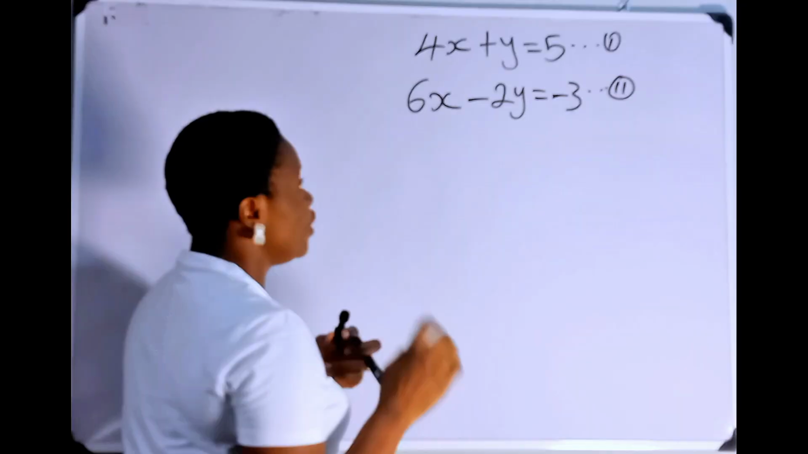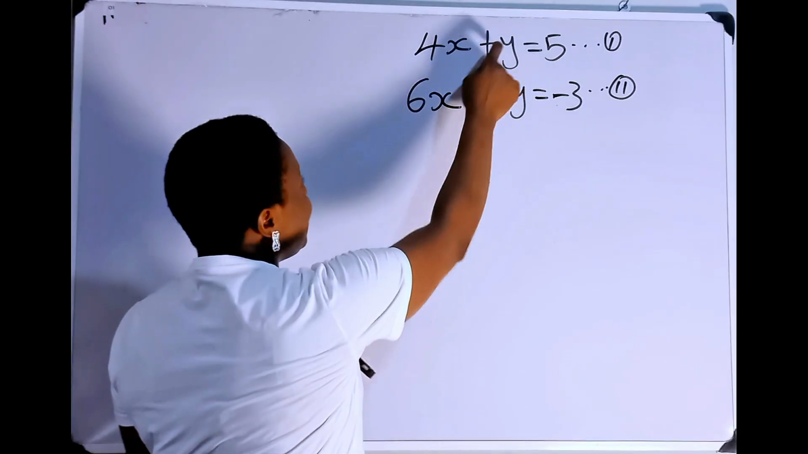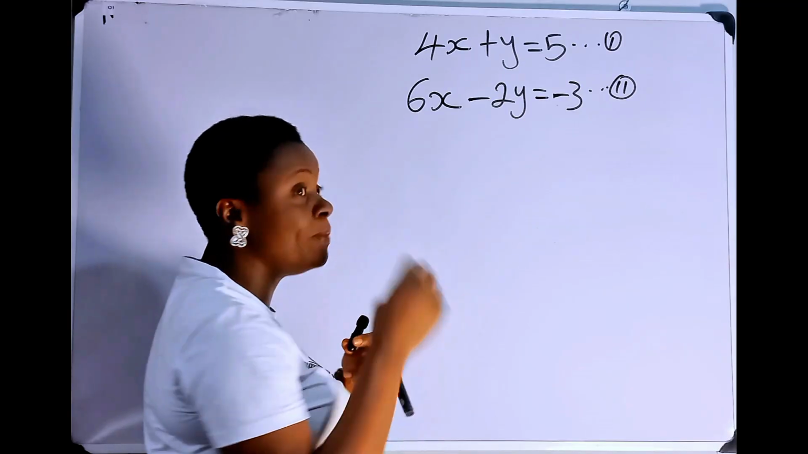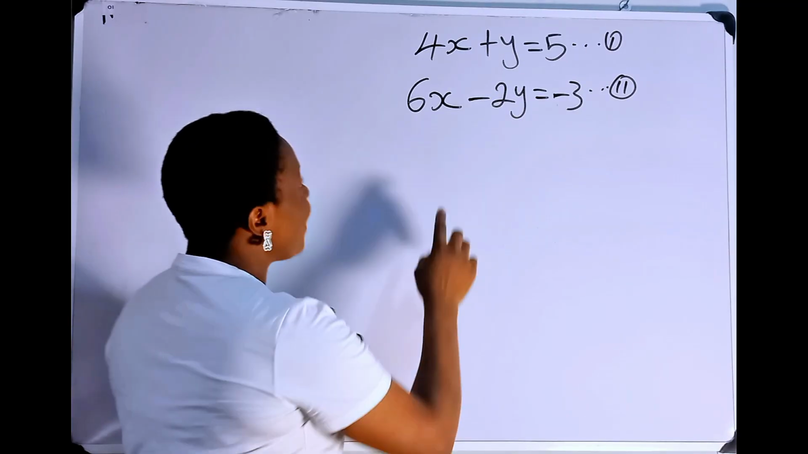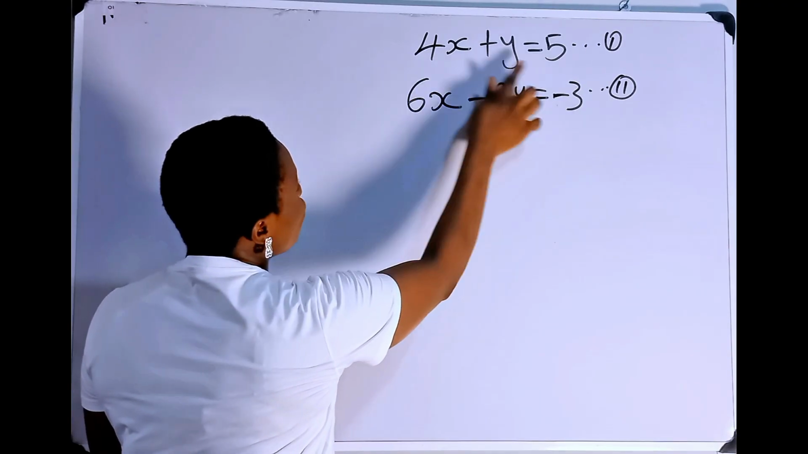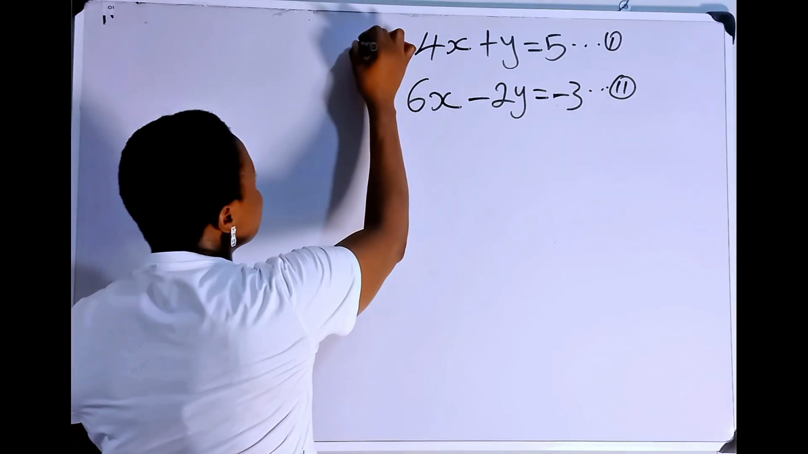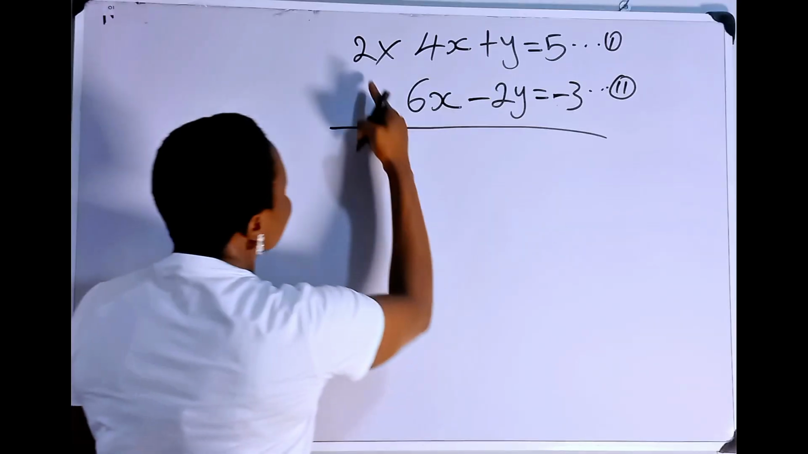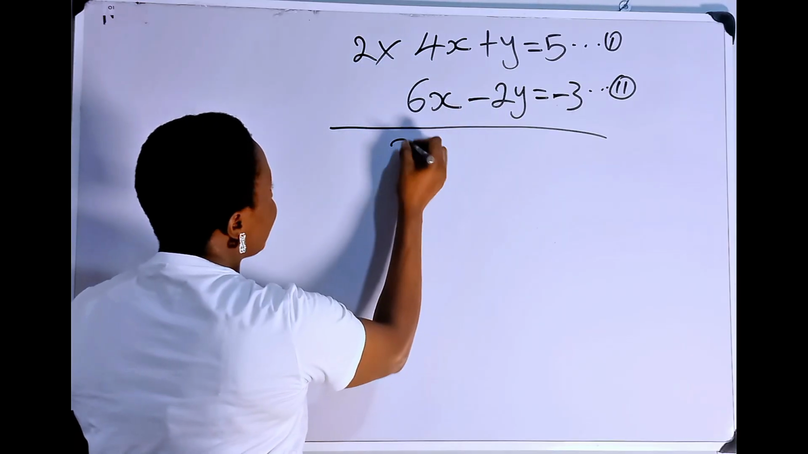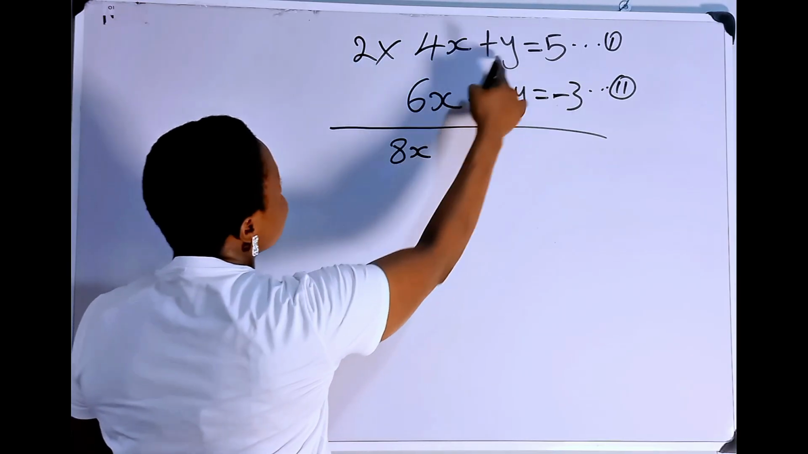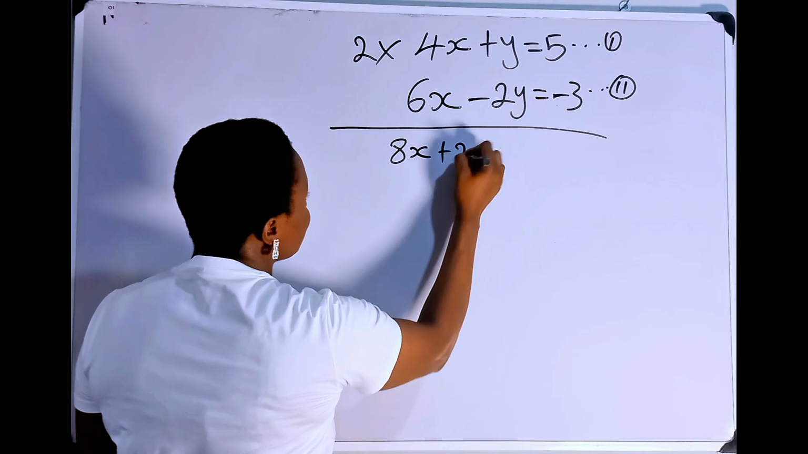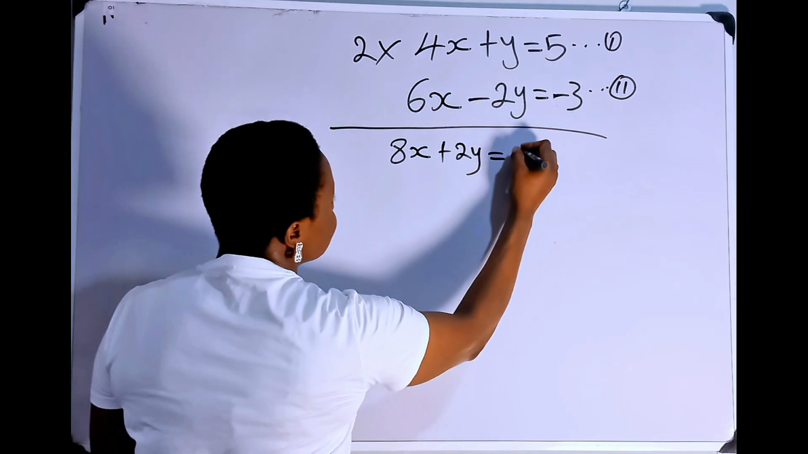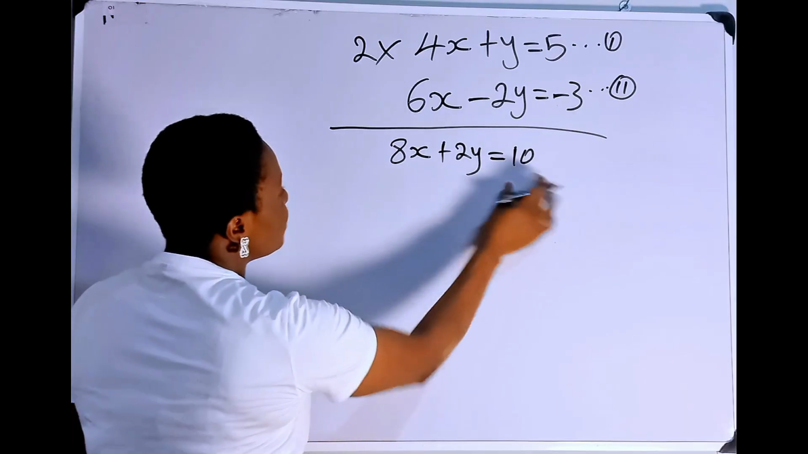coefficient. So what I'm going to do here, I want us to eliminate y. For that reason, I want to make the coefficient the same by multiplying equation 1 by 2, okay? We are going to multiply equation 1 by 2. So if we do that, 2 times 4x will give us 8x. Now 2 times plus y will give us plus 2y. And this equals 2 times 5, which gives us 10. Okay, so we have gotten this.